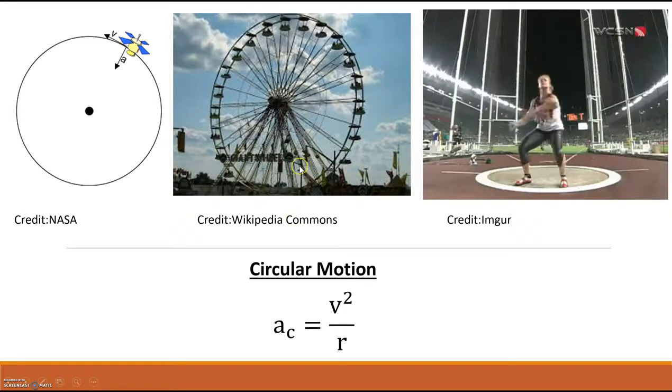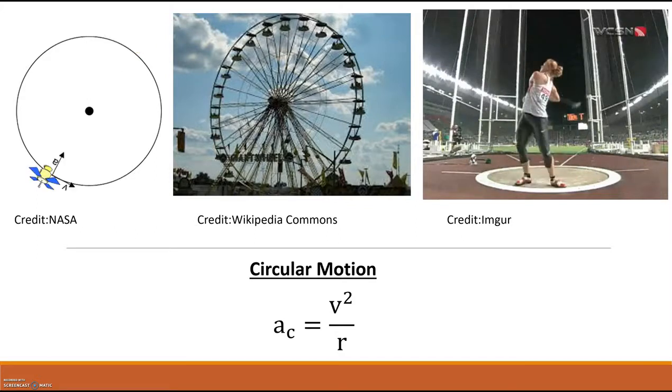For roller coaster rides and any kind of amusement park rides where there's an arc, that's going to be described using circular motion. And that's how you design roller coaster rides, taking into account the physics principles and using circular motion to describe what kind of accelerations the riders are going to experience, because you don't want too large of an acceleration or you end up passing out.